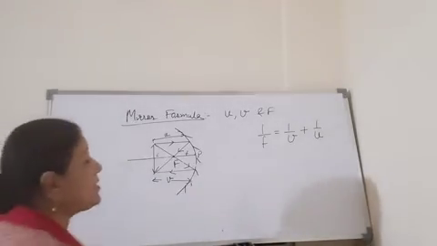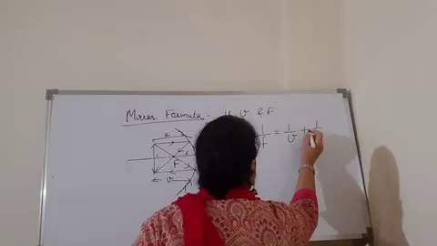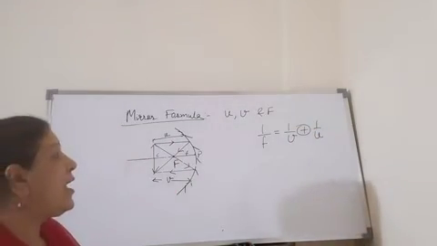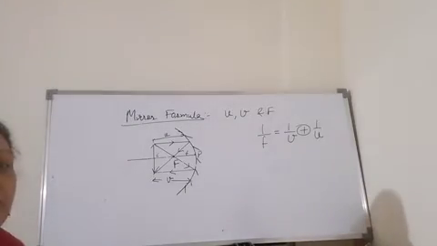Remember, in mirrors, this is the plus sign here, positive. In lenses it is negative. We'll talk about it a little later. So this is the mirror formula.